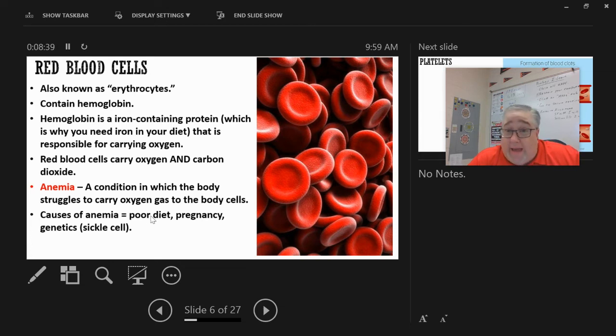But it could be poor diet. Maybe you don't have enough iron in your diet to make hemoglobin. Pregnant women typically suffer a lot from anemia. That's because a lot of the iron in their blood is being passed on to their baby. So they sometimes have to take iron supplements and things like that so that they have enough iron in their blood to make their hemoglobin. But there could be several reasons for that. But again, red blood cells basically function to carry oxygen and carbon dioxide.